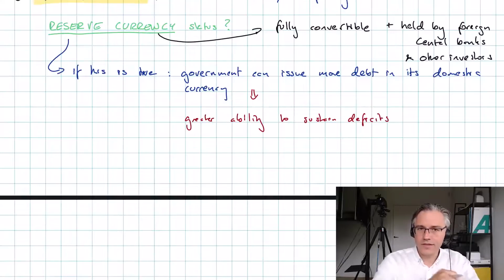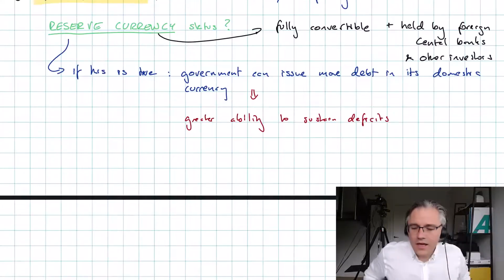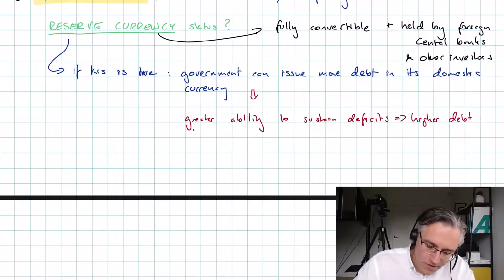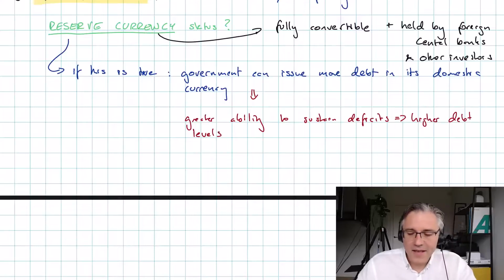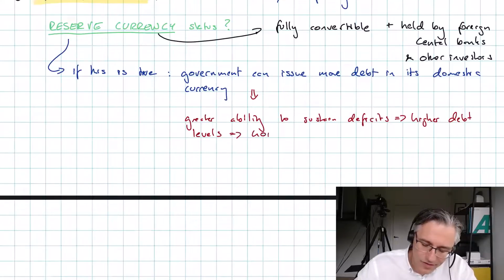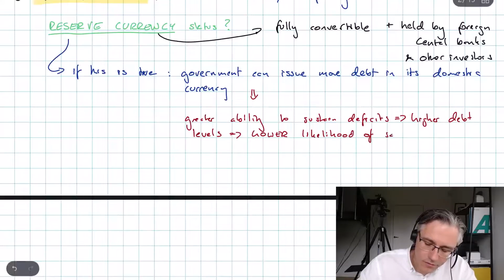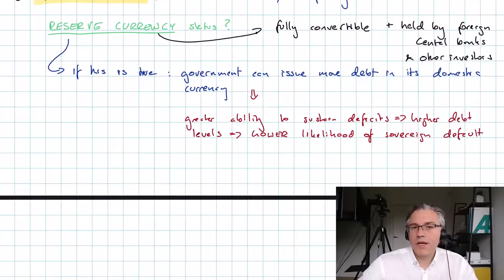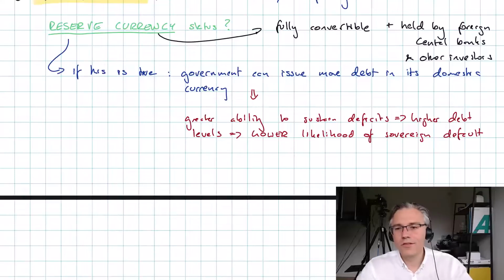They can have a pretty big deficit, and as a result, higher debt levels as a country. They're very much indebted, but still very low likelihood of default, lower likelihood of sovereign default, because you can count on investors pretty much always queuing up to buy your freshly issued government bonds.